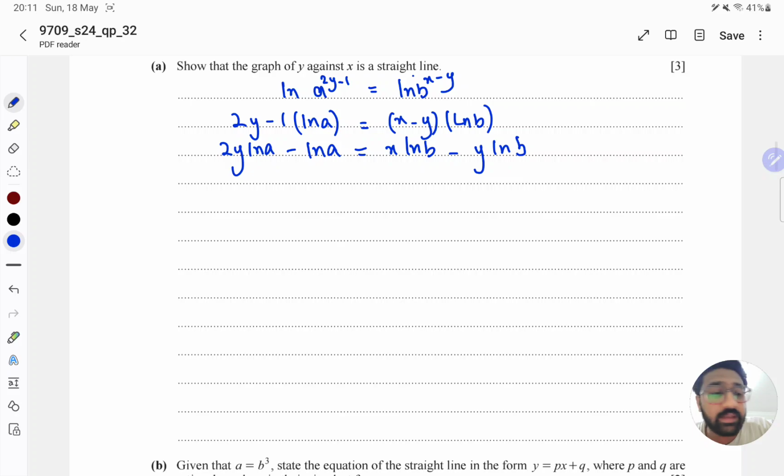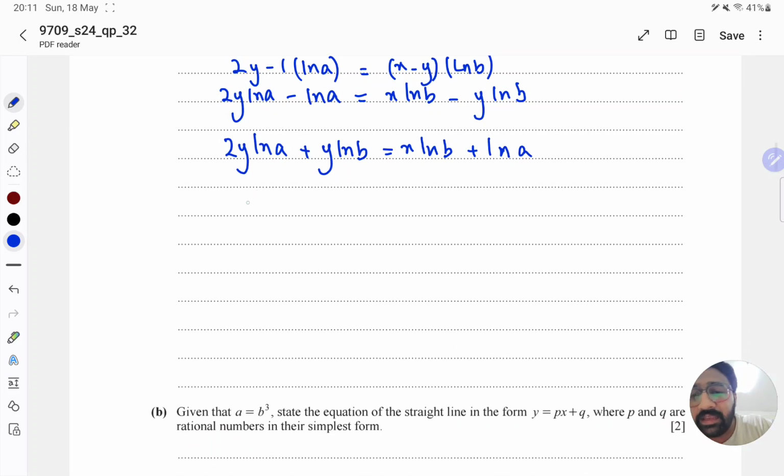Now we'll collect the y terms on the left side and the other terms on the right side, because we need to make it look like y equals mx plus c. So it will be 2y ln a plus y ln b equals x ln b plus ln a. Now we can take y as common. We'll have y(2 ln a plus ln b) equals x ln b plus ln a.